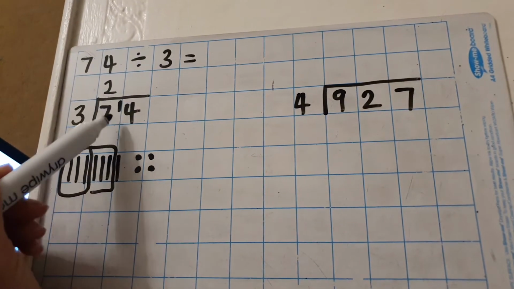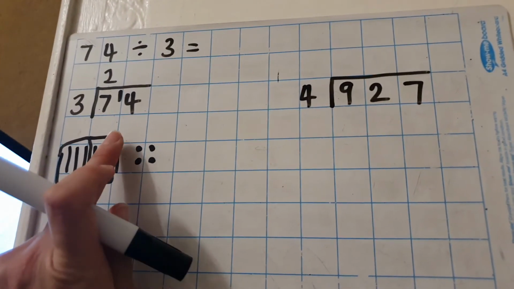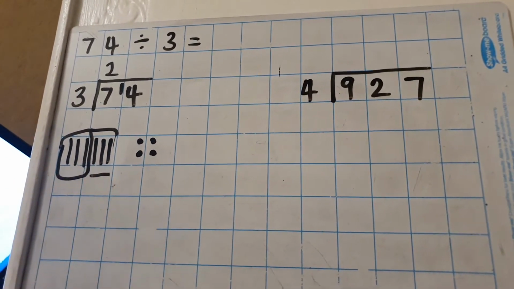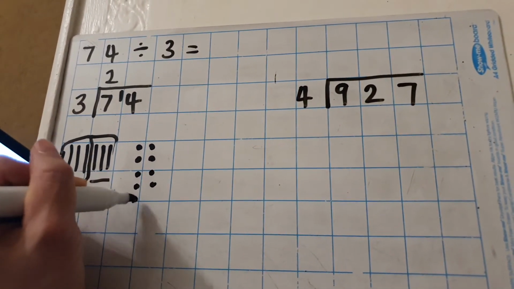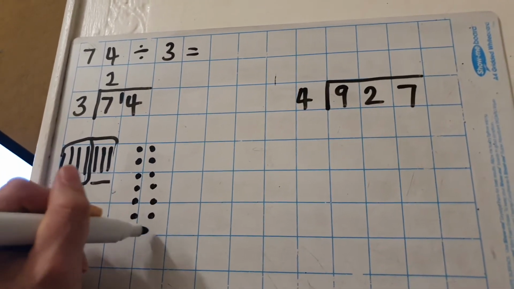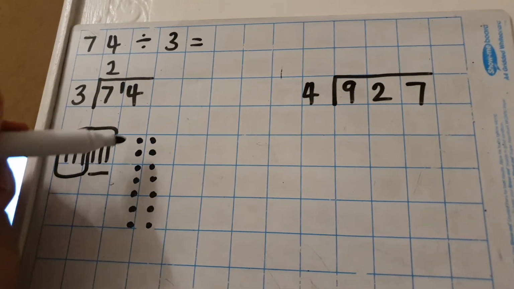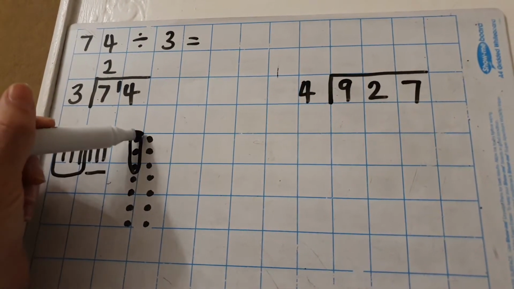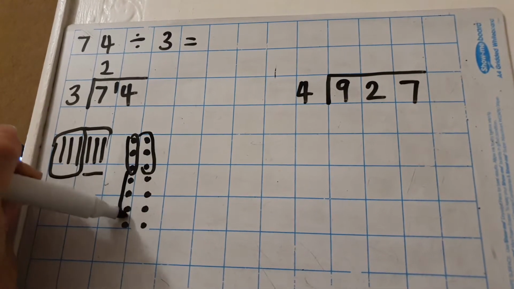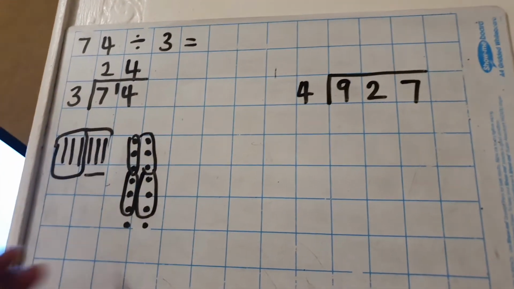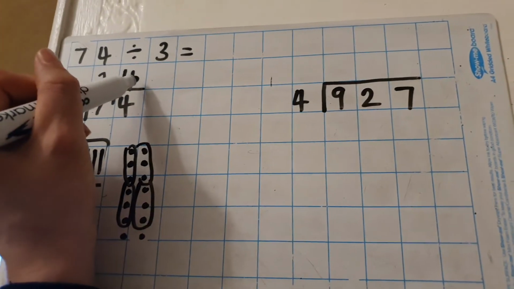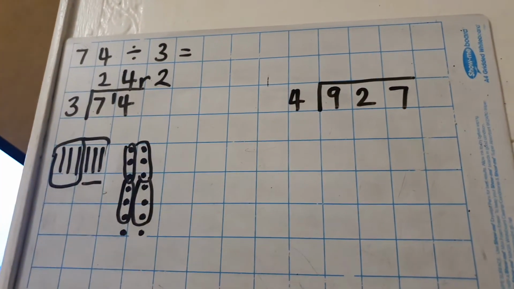So you can see this is 14 1s now. They can remove it by scribbling it out, and then you need to draw the 10. So 1, 2, 3, 4, 5, 6, 7, 8, 9, 10. How many groups of 3 can we get into 14? That's 1 group, 2 groups, 3 groups, 4 groups, which goes at the top. And you can see here you have 2 left over. So we write that as a remainder 2.